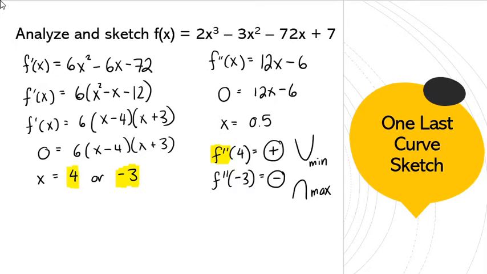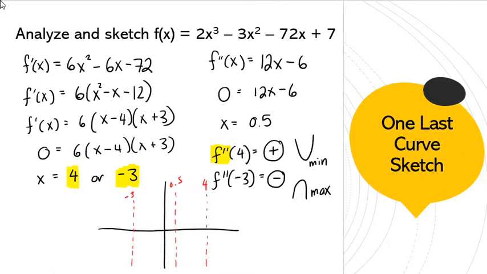And I can start to put this graph together with a very, very rough sketch. I'll make my axis. This will not be to scale. Put in my key x values, so I see that something is happening when x is -3. When x is 0.5, we have the point of inflection. And when x is 4.